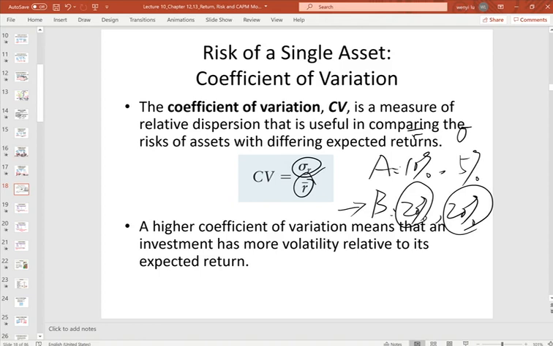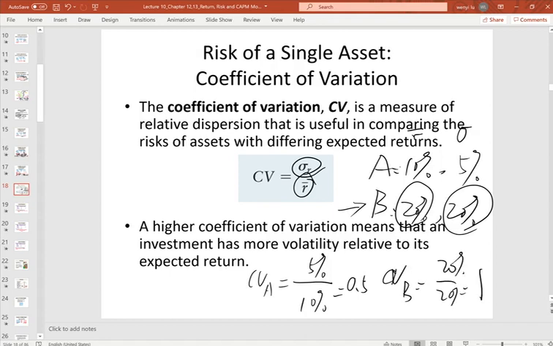We use the coefficient of variation, the CV. For stock A, we use the sigma of 5% risk over the return of 10%, which equals 0.5. For stock B, the coefficient of variation is 20% over 20%, which equals 1. So which one has a higher risk? The coefficient of variation measures the relative risk between the two stocks. A has a lower coefficient of variation.